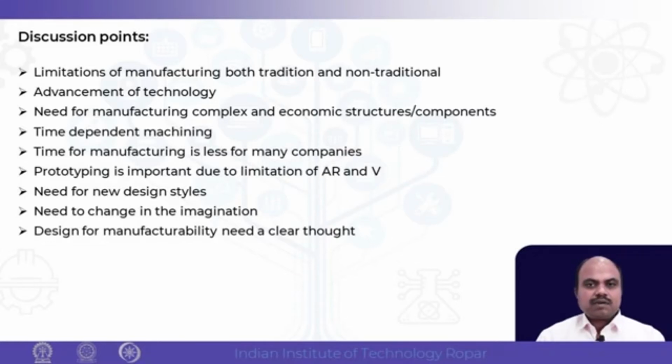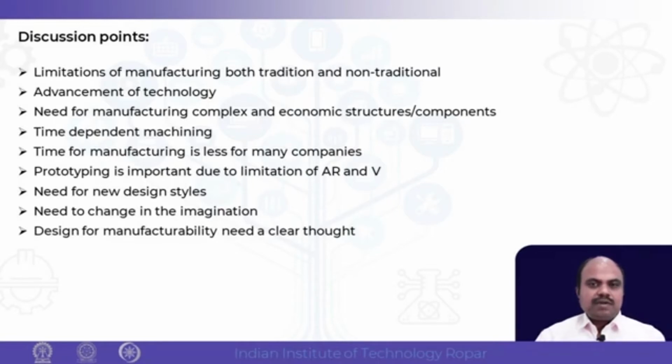Non-traditional processes are related to non-traditional machining processes, machines which are used like chemical machining, wire cutting EDM, and various others. Now, when the technology is advancing, there are requirements from a design point of view that we should make complicated shapes, and traditional machining processes may not be able to give us all the possibilities of making these shapes in an economic way.